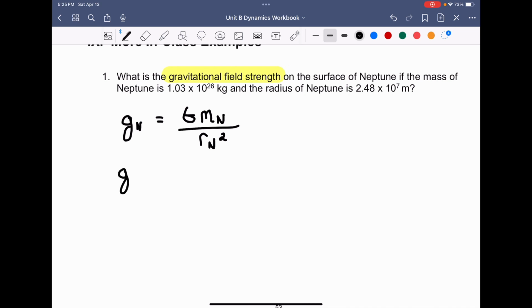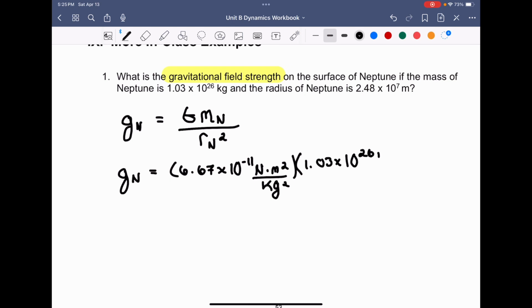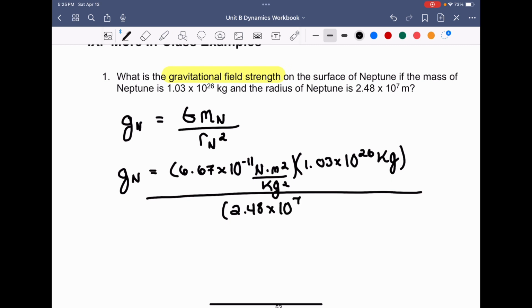Okay, let's plug in values here. The gravitational field strength of Neptune is equal to 6.67, the gravitational constant, times 10 to the negative 11 newtons times meters squared divided by kilograms squared, multiplied by the mass, which is equal to 1.03 times 10 to the power of 26 kilograms, divided by, all in the denominator, 2.48 times 10 to the power of 7 meters, and then squared. Remember, it's very, very important you're looking for this. That's squared, because you're going to forget it. I guarantee there's going to be one or two of you, just like I was saying in lesson 17, that may forget this value.